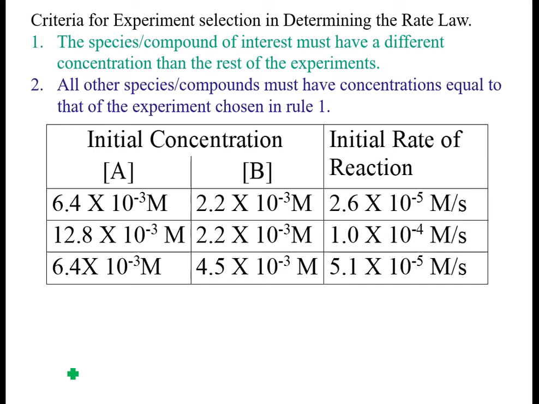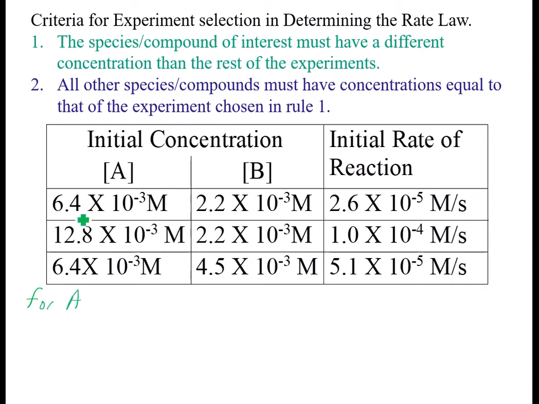Okay, these are examples of how to determine the rate law experimentally. The first thing is to select which two experiments we are going to use. First, if we're looking for A, so this is for compound A.